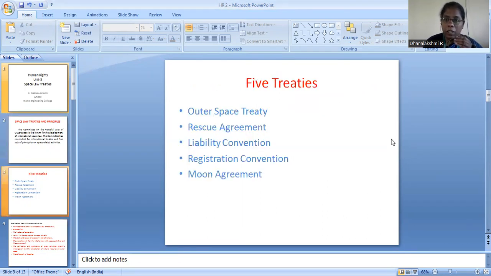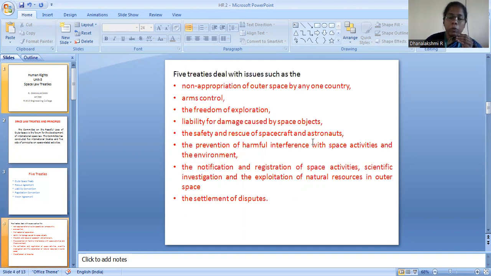The 5 treaties which are framed are the Outer Space Treaty, Rescue Agreement, Liability Convention, Registration Convention, then the Moon Agreement. So these are the 5 treaties which have been framed for international space law. Before proceeding with those 5 treaties, we'll see what issues these 5 treaties deal with.